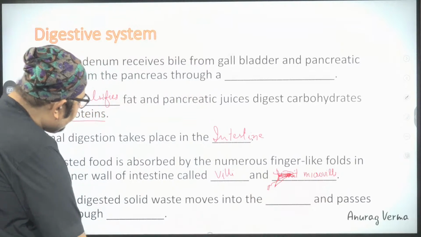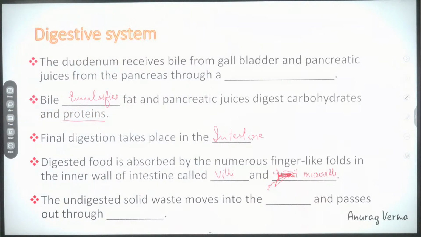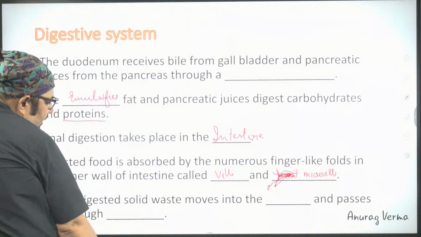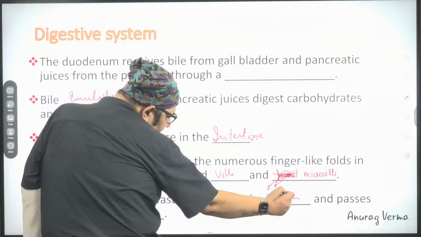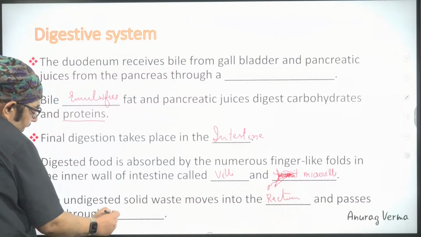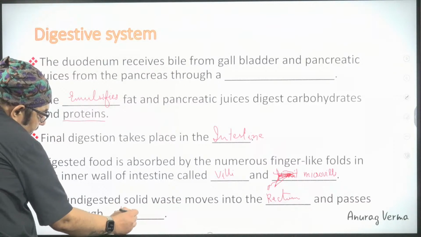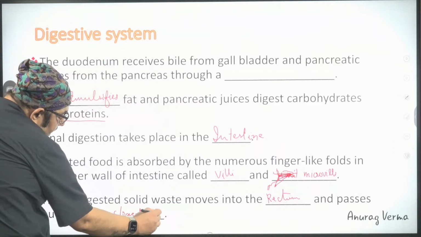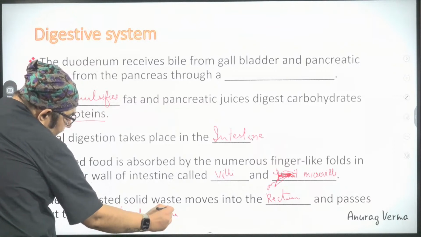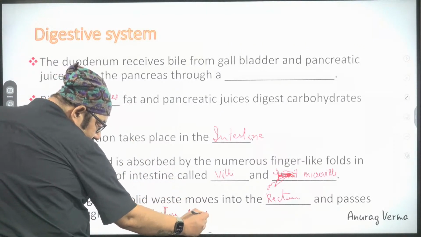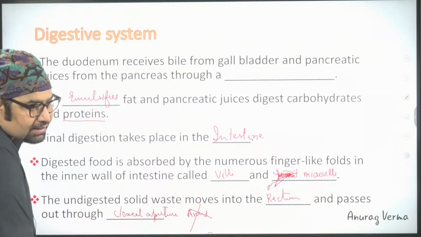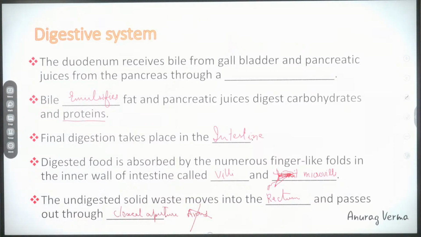Villi and microvilli. Okay. The undigested solid waste, that is fecal matter, moves into the rectum. Now it goes to the rectum. It moves into the rectum and passes out through the cloacal aperture. Remember, there is no anus. It does not pass out through anus. There is no anus in animals having cloaca. So only a common opening known as cloacal aperture, and it passes out through the cloacal aperture.